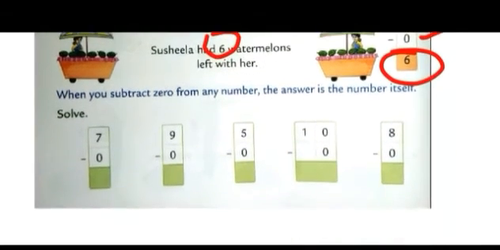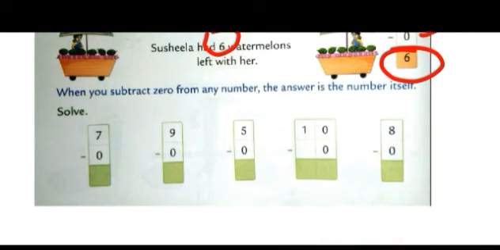Okay, just see this exercise given here now. While doing this exercise, keep this statement in your mind. When you subtract 0 from any number, the answer is the number itself. So, 7 minus 0, 7, the number itself. That means we are not taking away any number from that.